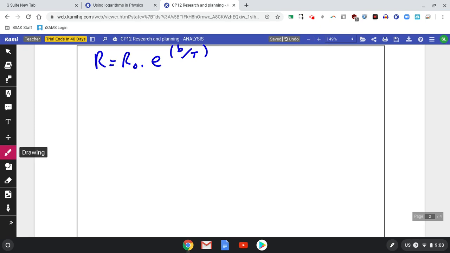Right, we're going to use natural logarithms. So you take the natural logarithm of both sides. Don't forget, in maths, in all equations, if you do one thing to one side of an equation, you just do it to the other side, and the equation is still valid. So natural log of r is natural log of r naught e to the b over t.